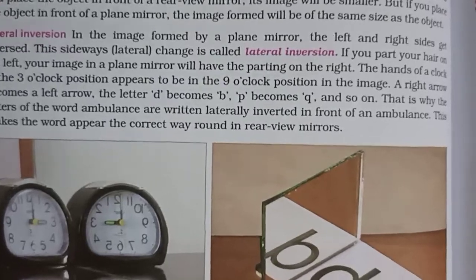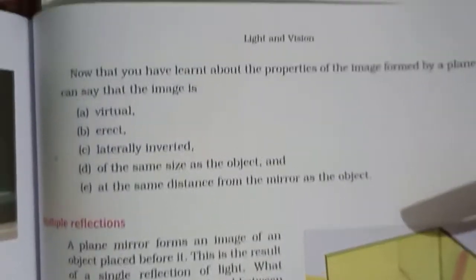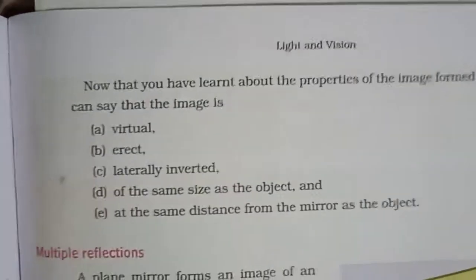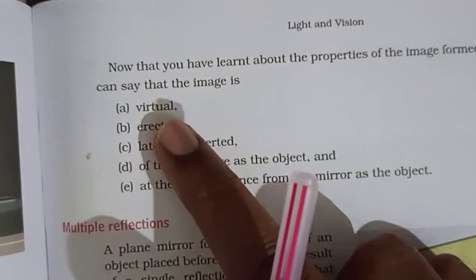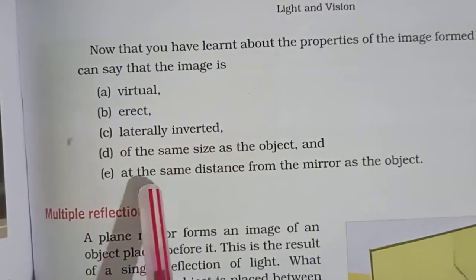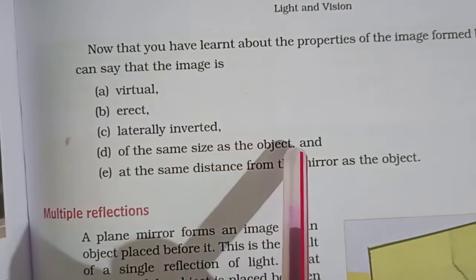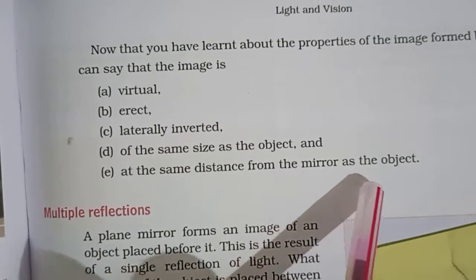So we can say in short, now let us come to the conclusion. What has been given to us? What are the properties found by a plane mirror? So the properties of the images found by a plane mirror are virtual, erect, laterally inverted, of the same size as the object, at the same distance from the mirror as the object.